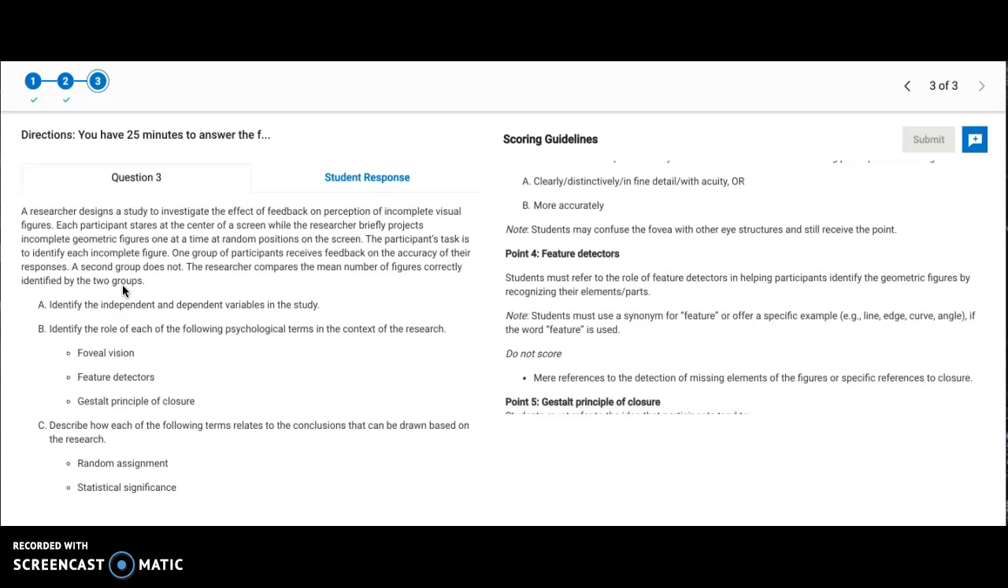Okay, so to summarize, the researcher is trying to figure out if, when identifying these geometric figures, getting feedback is helpful, if getting feedback actually improves the accuracy that the participants have with identifying the shape. Okay, and we could probably guess that feedback would actually make us more accurate.